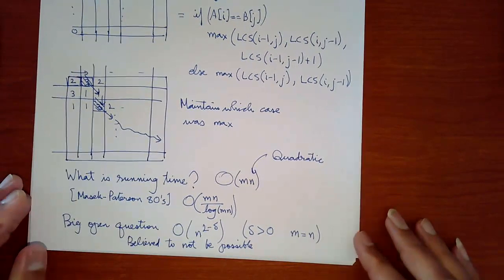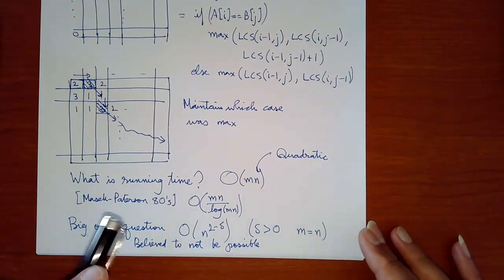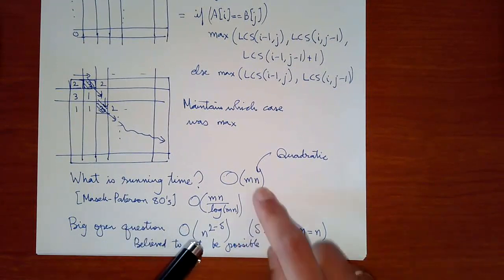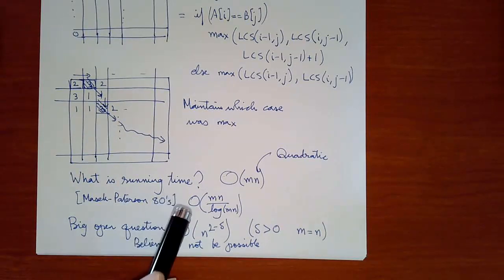So is there a technique that can reduce the complexity? You mean less than n squared? Yeah, so for the log. That's the big open question. Maybe I'm not understanding your question. So the second one, the Masek and Paterson?